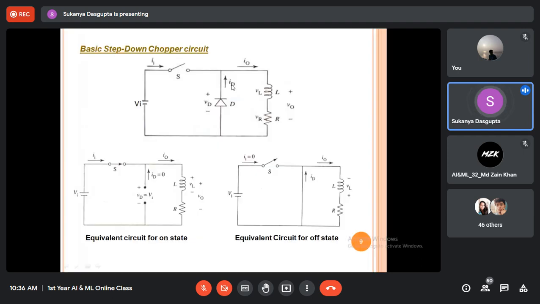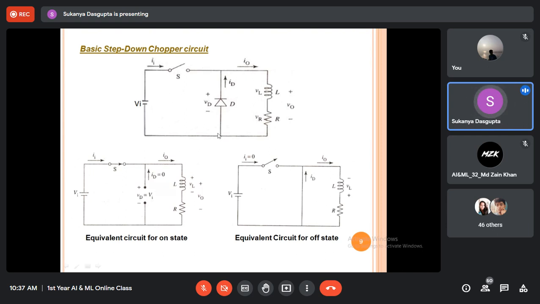Figure 1 is representing the circuit diagram of the basic step down chopper circuit. This is one basic topology of chopper circuit. There are many more topologies of buck converters available. So as you can see here, only one semiconductor switch is required, this S, along with the input voltage source, which is a fixed DC, that means a battery. This is the diode. This is the inductor and this is the resistor. This RL, these two are basically the load of the circuit.